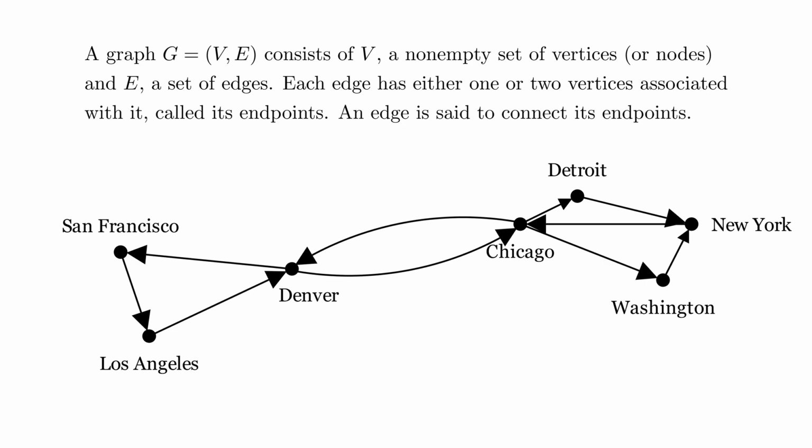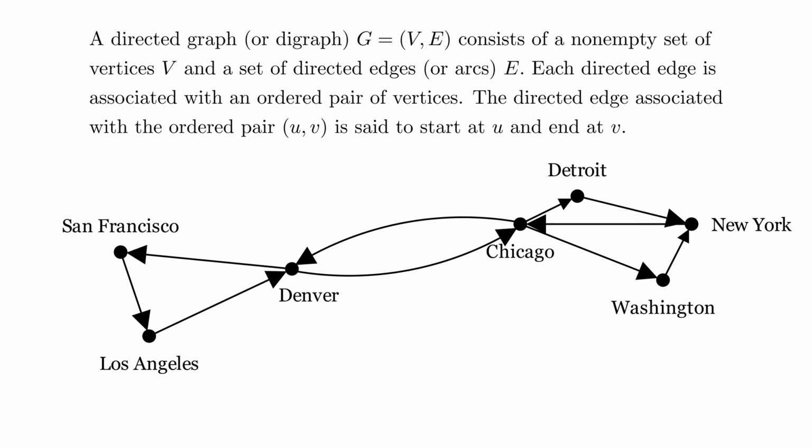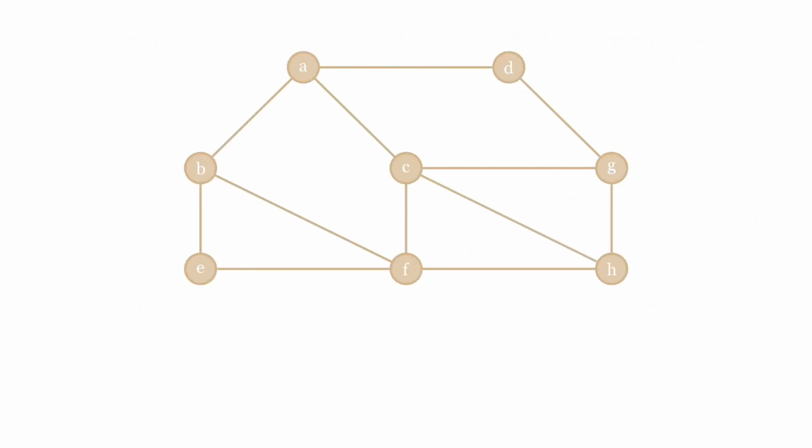Each edge of a directed graph is associated to an ordered pair. A directed graph consists of a non-empty set of vertices V and a set of directed edges E. Each directed edge is associated with an ordered pair of vertices. The directed edge associated with the ordered pair U, V is said to start at U and end at V. Now we'll introduce some basic terminology.